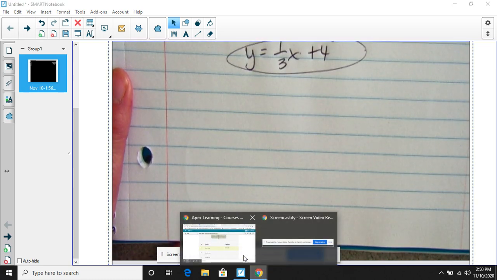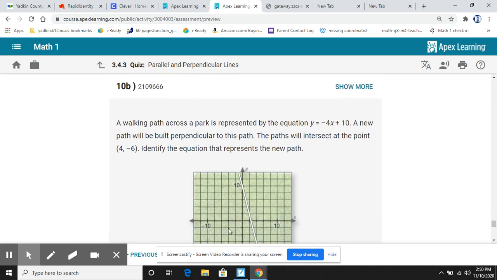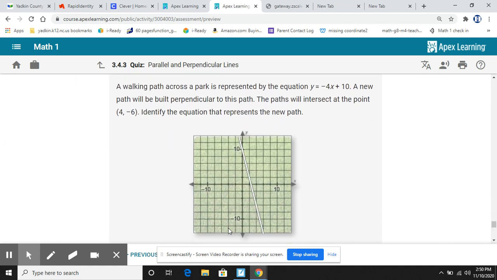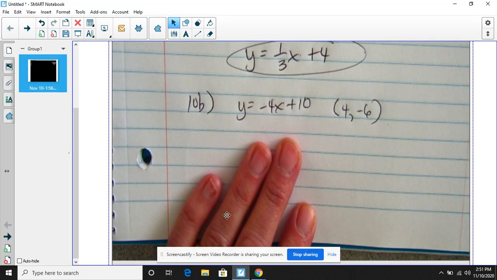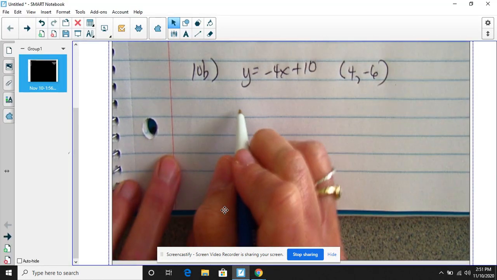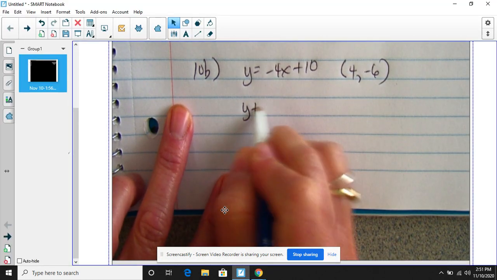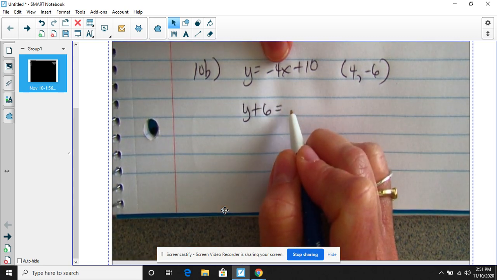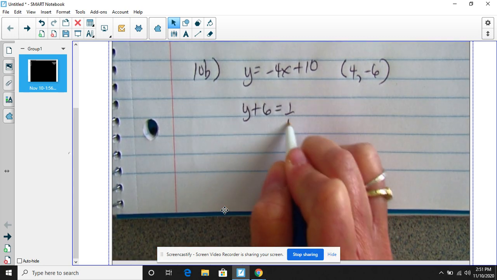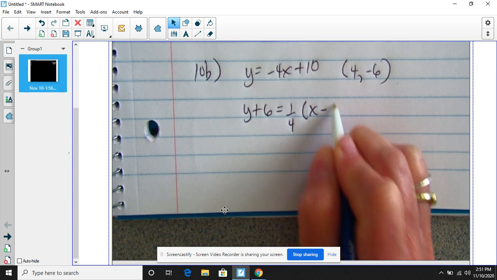Yes, I am. Okay, let's see if we can fit this one in real quick. Okay, perpendicular again. The equation is y equals -4x plus 10, and it's perpendicular to a line that goes through 4, -6. Okay, so let's write it in point slope form first. Y plus 6 is equal to, what's the opposite reciprocal of -4? It's positive 1/4 times x minus 4.